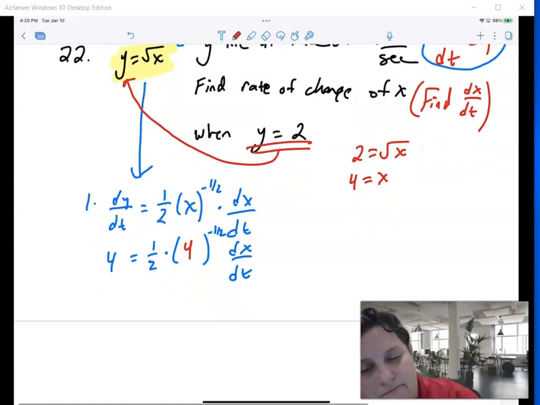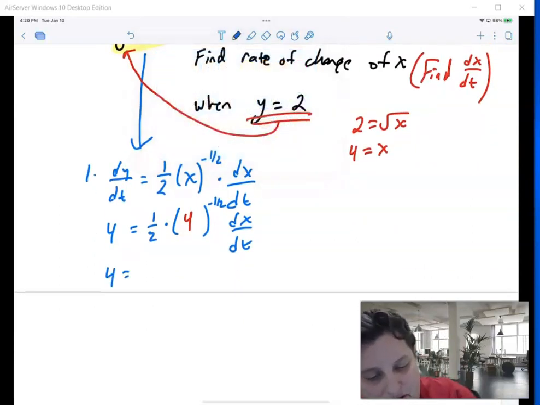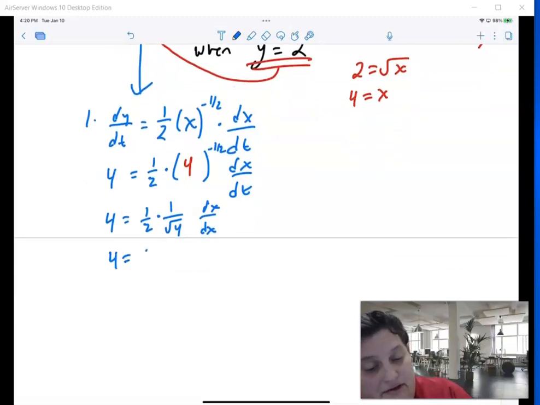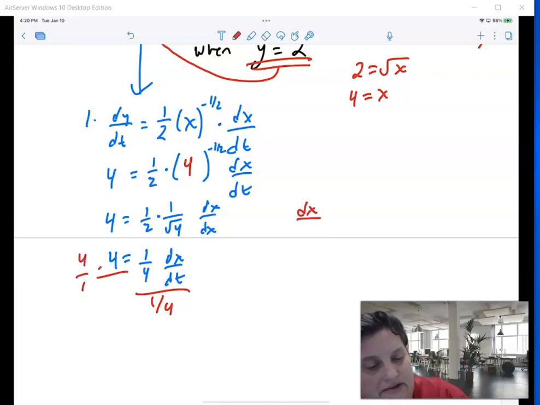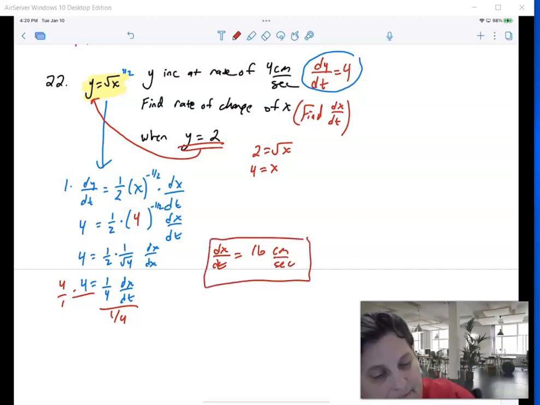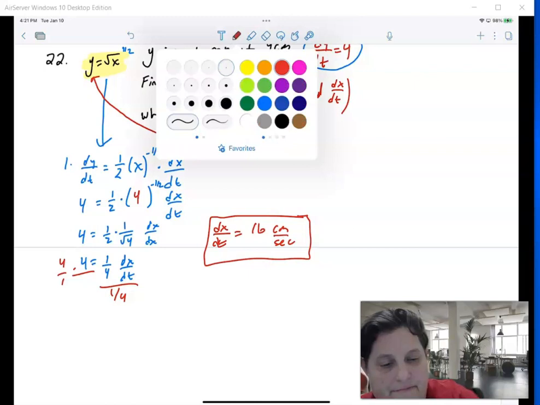Okay? And let's just finish solving this. Now you guys, 4 to the negative 1/2 is 1 over the square root of 4 on the bottom. Square root of 4 is 2, that's 1/4. So to solve for dx/dt, if I divide both sides by 1/4, well, dividing by 1/4 is the same as multiplying by 4 over 1. So dx/dt is 16. And y was increasing at a rate of 4 centimeters per second, so this is also going to be centimeters per second. Okay, that's my related rate for number 22.